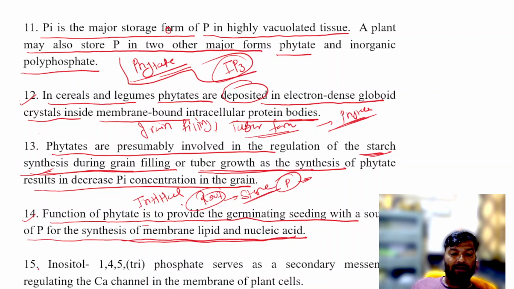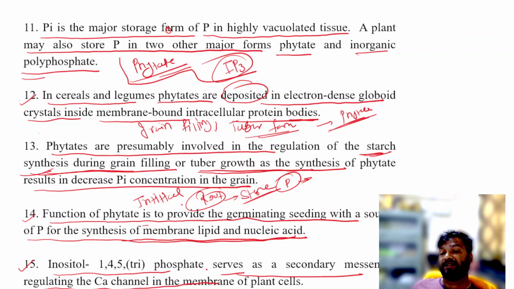Okay, next point is the inositol 1,4,5 triphosphate, this is inorganic polyphosphate which serve as a secondary messenger regulating the calcium channels in the membrane of plant cells. Okay, तो फ्रेंड यहाँ पर क्या हुआ है?